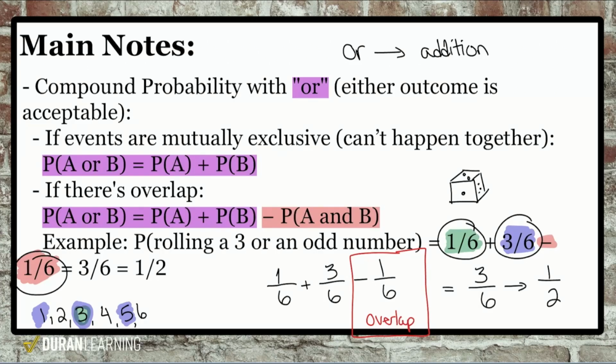When we're trying to understand, how do we know if they overlap? That's where it really boils down to your ability to pay attention to the context. So in this case, I think we can all look at this and say, hey, if we're trying to roll a 3 or an odd number, well, 3 is an odd number. So that's overlap for sure.